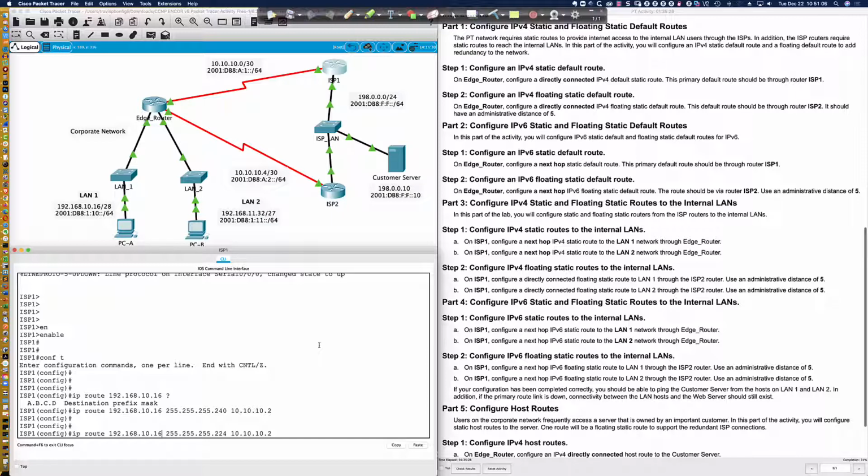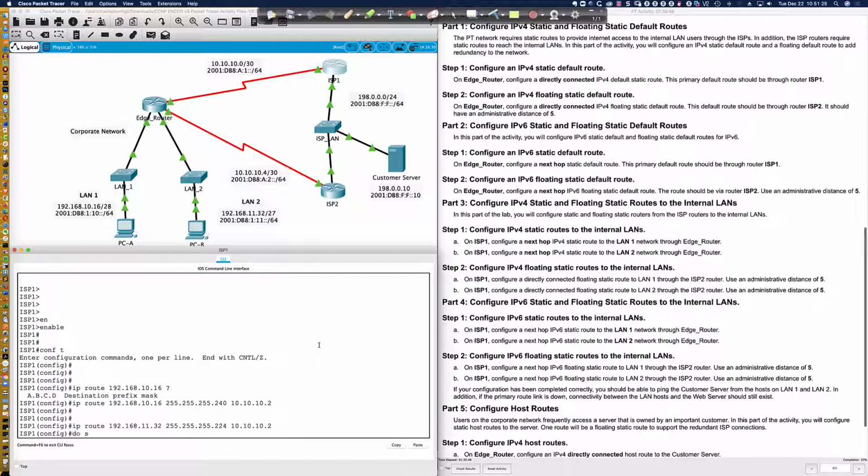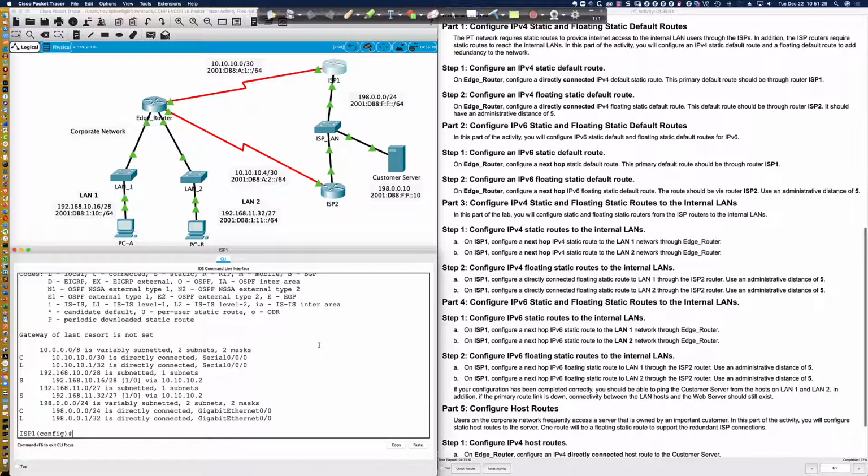And what is the network ID? The network ID is 192.168.11, and then the network ID is the .32, right? So this is our network ID, 192.168.11.32. There is our subnet mask, and there is our next hop IP for the next hop, aka recursive static route. So let me say do show ip route. And you can see that we have our two statics right here.